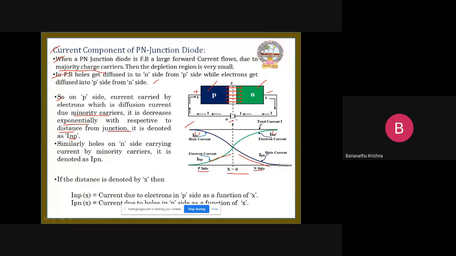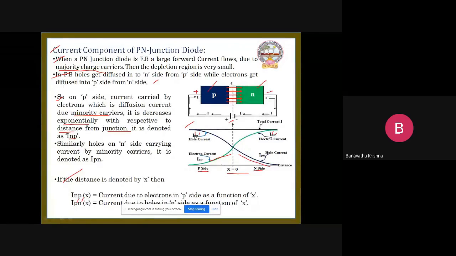So these are the basic current components of the p-n junction diode. If the distance is denoted by x, here I_np(x) is the current due to electrons in the p side as a function of x. And similarly, I_pn(x) is nothing but the hole current in the n side. So this current is nothing but the minority charge carrier current.